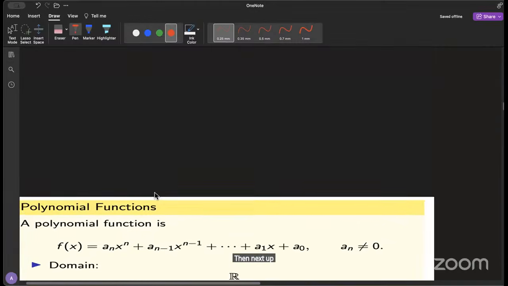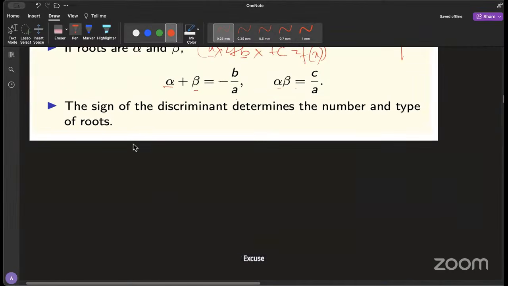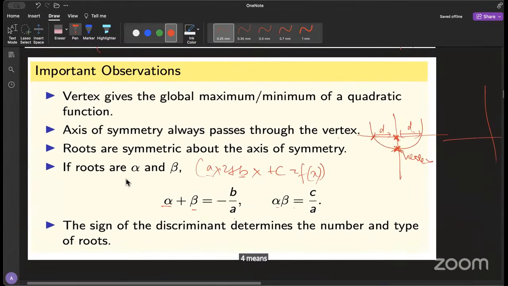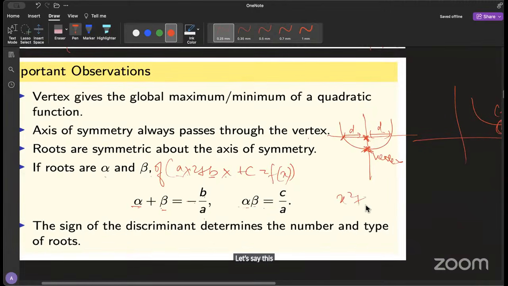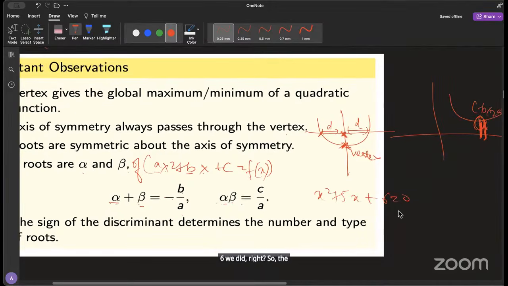Then next up we have, if roots are alpha and beta of ax squared plus bx plus c, if this is your quadratic function and the roots of this are alpha and beta, then the sum of roots alpha plus beta is minus b by a, where b is the coefficient of x and a is the coefficient of x squared, and the product of the two roots that you've gotten. Let's say this one, x squared plus 5x plus 6, we did, right? So the solutions of this were, I think, minus 2 and minus 3, right?